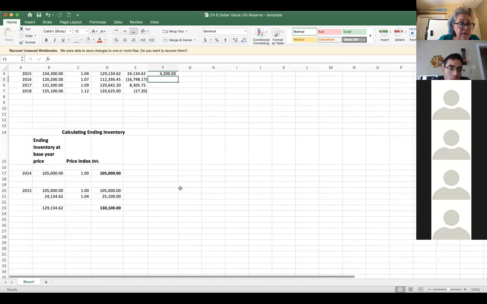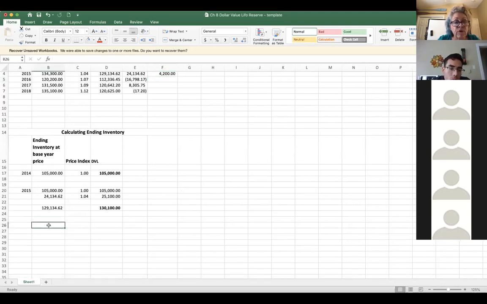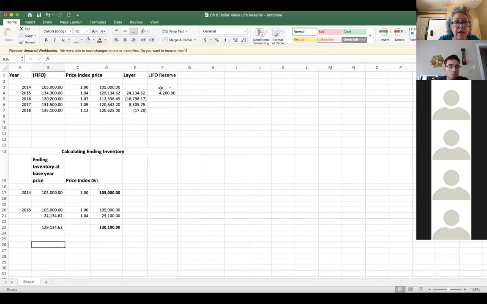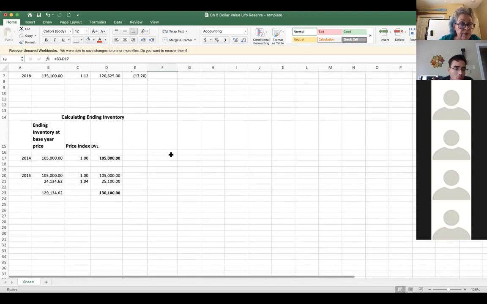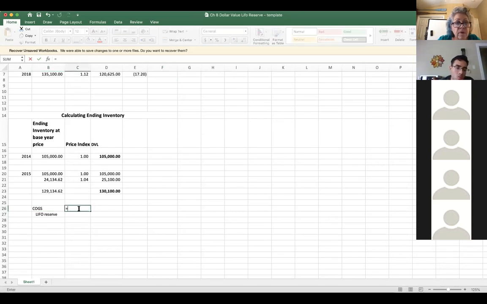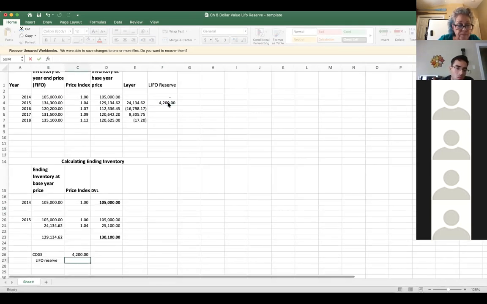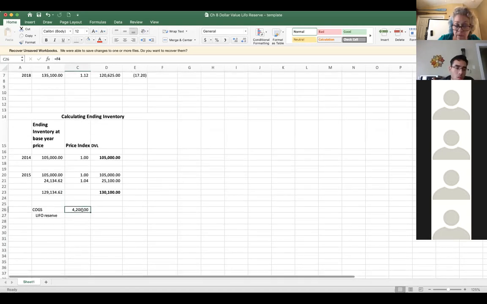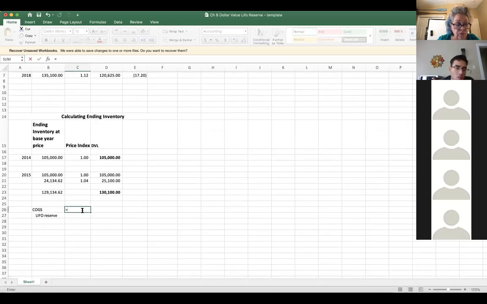Now, what is the balance of my Lifo reserve account right now? Have I done any journal entries in my Lifo reserve account? No. No, so it's 0. So I'm going to debit cost of goods sold and credit my Lifo reserve account for 4,200. So this is how you account for the added cost of goods sold when you're doing this adjustment? You got it.